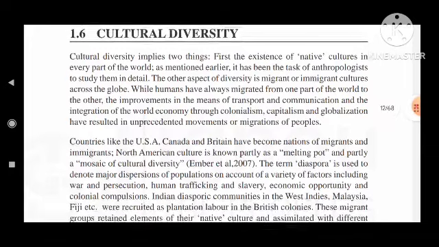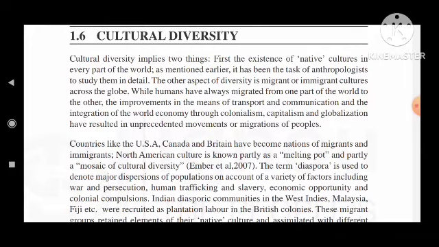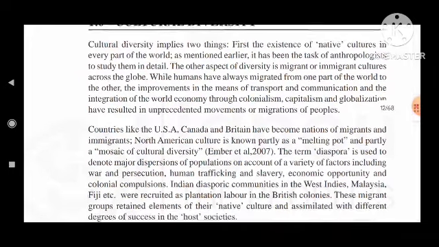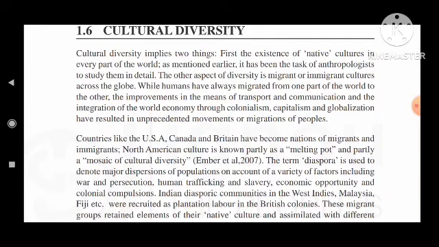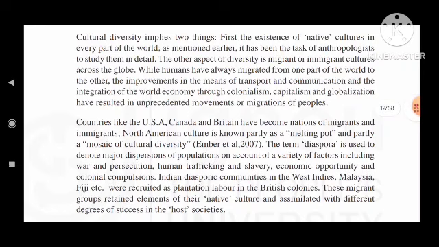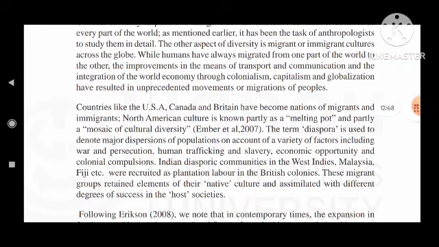So what do you mean by cultural diversity? Cultural diversity implies two things. First, the existence of native cultures in every part of the world, as mentioned earlier. It has been the task of anthropologists to study them in detail. The other aspect of diversity is migrant and immigrant cultures across the globe.